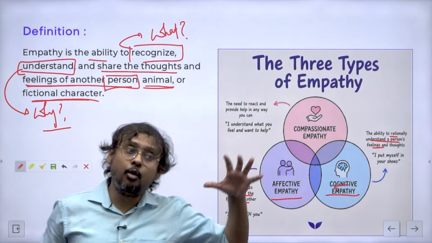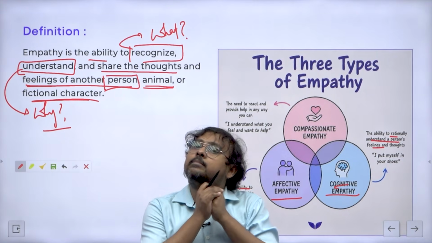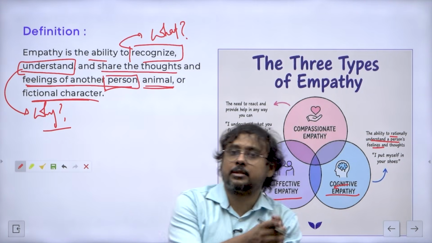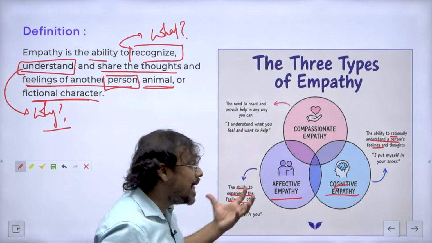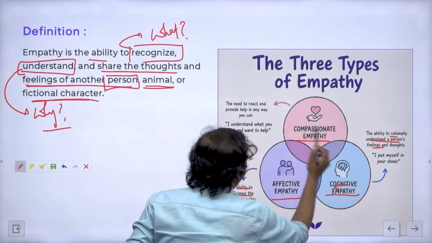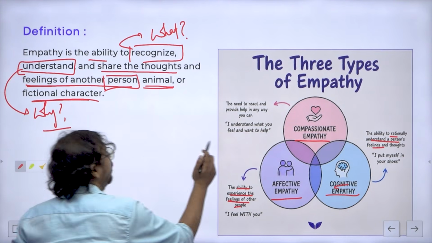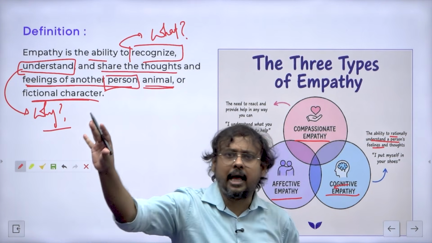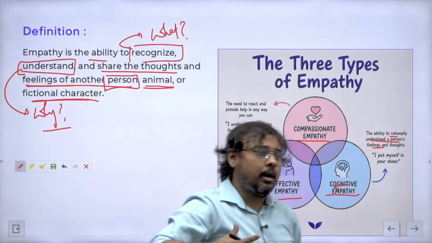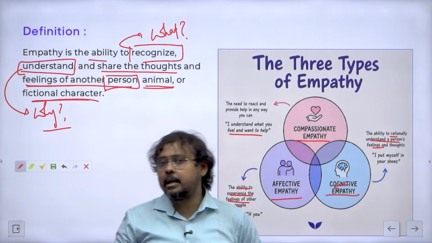Last but not least, the moment you have effectively put yourself into that particular person's shoes, and then you have understood what he's going through, then comes the most important, compassionate empathy. Compassionate empathy means that I understand what you feel and I want to help. And it can be any help. It does not mean that the help has to be monetary or materialistic. It can be any help.